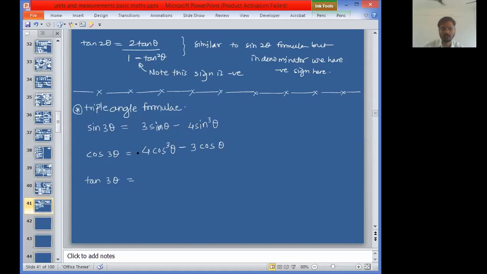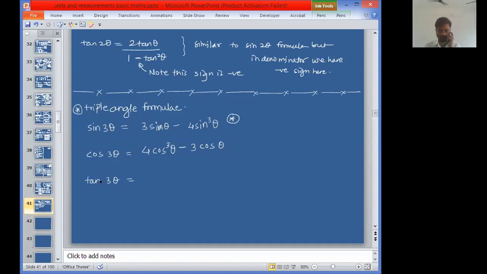So cos 3 theta is 4 cos cube theta minus 3 cos theta. Means you have to interchange this 4 here, this 3 here, and the sine will be replaced by cos. In this way, with this trick, you are going to remember the cos 3 theta formula. It means, sir, to remember the cos 3 theta formula, we first have to remember the sin 3 theta formula. Yes, sin 3 theta is 3 sin theta minus 4 sin cube theta.